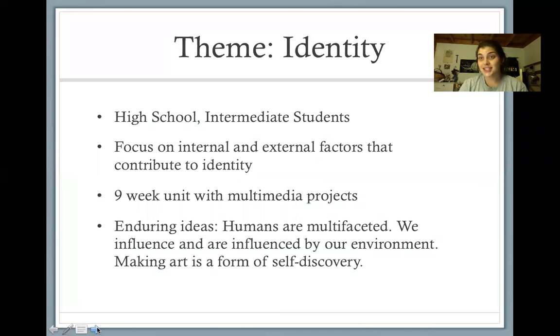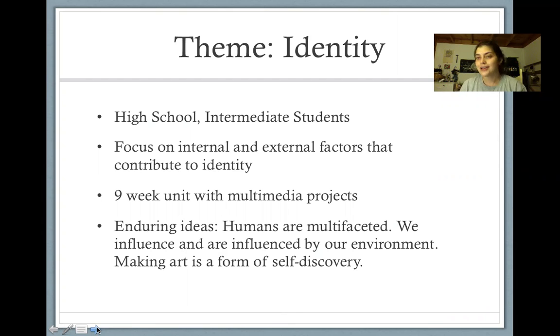So my theme is identity. I designed this theme for a unit for high school intermediate students. This will be a 9-week long unit with multimedia projects. I designed it for the first project to be done within a week and the following 4 projects to be done simultaneously. And if you want to see how I scheduled everything, you can check my unit map. Basically, it works with staggering deadlines and setting up stations around the room so students can work where they would like to. I find it really effective.